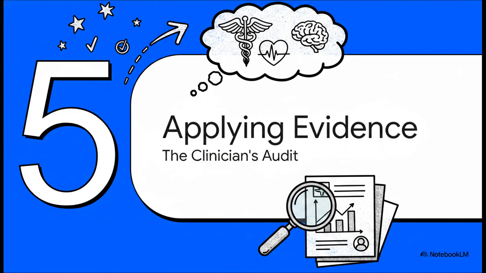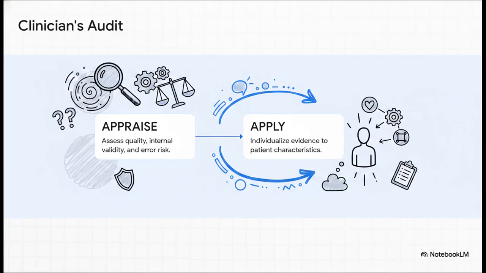Let's wrap things up with Section 5, Applying Evidence to Patients. How does a practicing clinician actually use all this knowledge? Well, doctors can't just skim the conclusion of a paper and immediately start prescribing. They have to perform a constant audit using 2 steps: appraise and apply. First, they appraise the internal validity. Like, is there a risk of bias or random error? Did the study actually measure what it claims to measure?